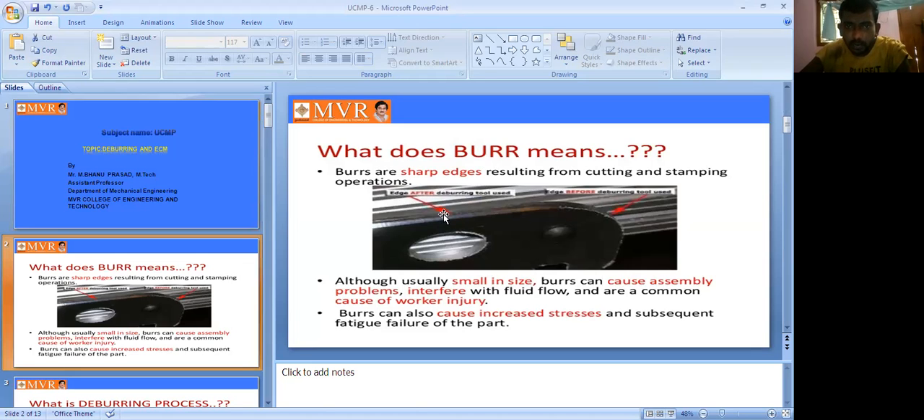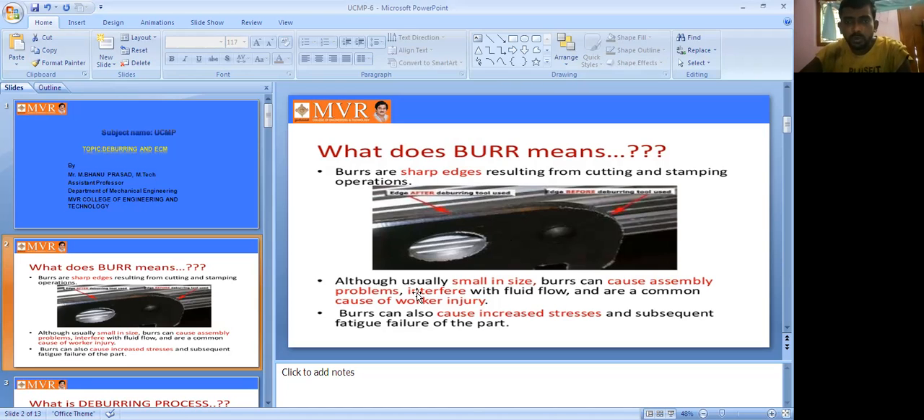You see here the edge before and after the deburring tool is used. Before, we can see it is one of the roughest materials. This edge is very, very rough. When we do the deburring process, we can see the material edge is very smooth. There is a major difference here. Burrs are sharp edges resulting from cutting and stamping operations, and we can remove them with the deburring process.